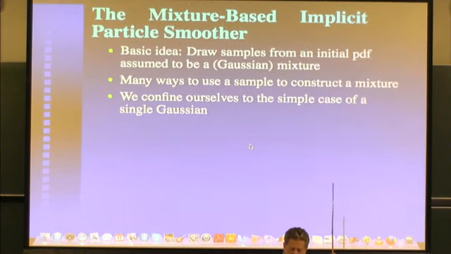So suppose I begin with an initial sample. I take all my particles, calculate the mean, calculate the covariance, and get this nice Gaussian function. Or maybe I could have several Gaussian functions and sample that. There are a lot of ways to construct a mixture, but today I'm just going to talk about a single Gaussian.